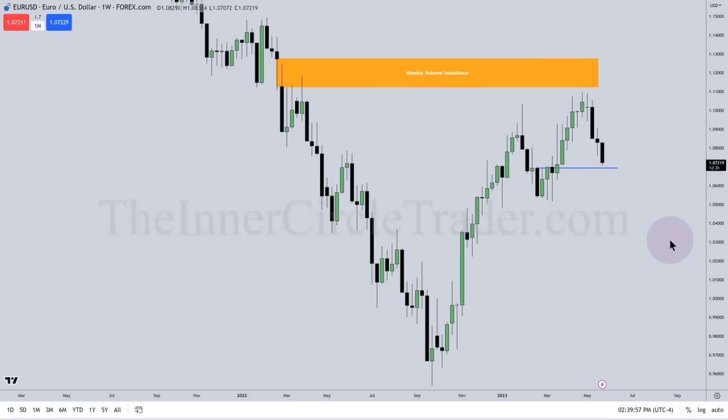All right, so here is the euro dollar. This is our weekly chart here. You can see we've expanded a little bit further. And that weekly order block, the opening price is what I have here.